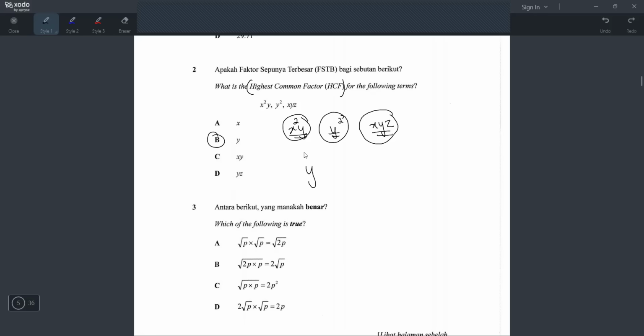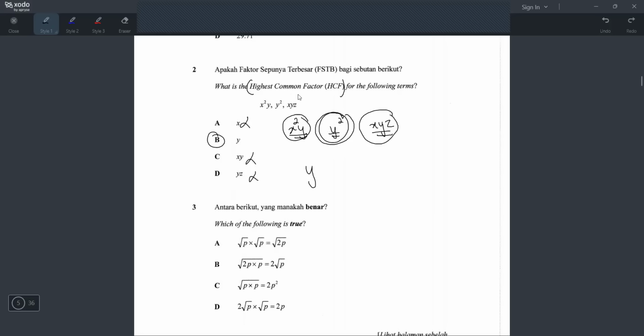The answer is B. Why cannot A? Because if you look at the second term, you can't take out x. So x is not a factor of the second one. So A is not the common factor for these three terms, right? And it cannot be C because if you look at the second term, it doesn't have xy, right? So that's why C cannot be the answer. And D also cannot, same reason, because the first term has no yz, the second term also has no yz.